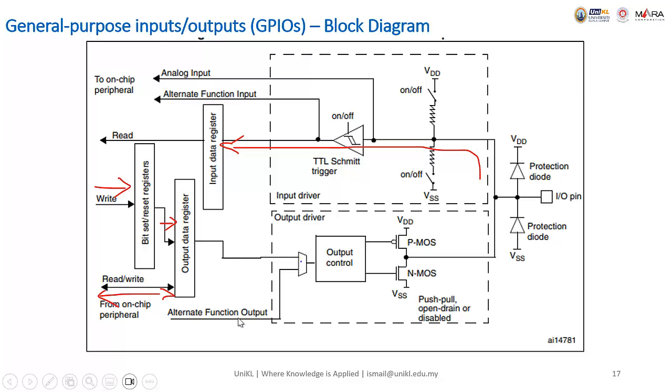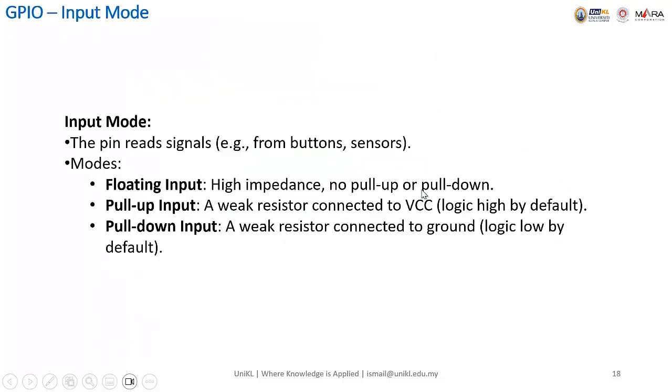Then we have the alternate functions for outputs, and the alternate functions for the inputs here, and then the analog input. For the input here, we have the pull-up resistor and the pull-down resistor, so we can switch these on and off. It depends on the applications. Later, we will talk about it in detail. Okay, input mode: the pin reads a signal, for example from a button or sensor. Modes: floating input, high impedance, no pull-up or pull-down.